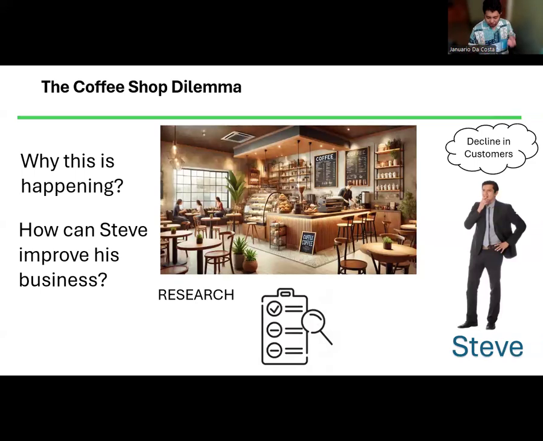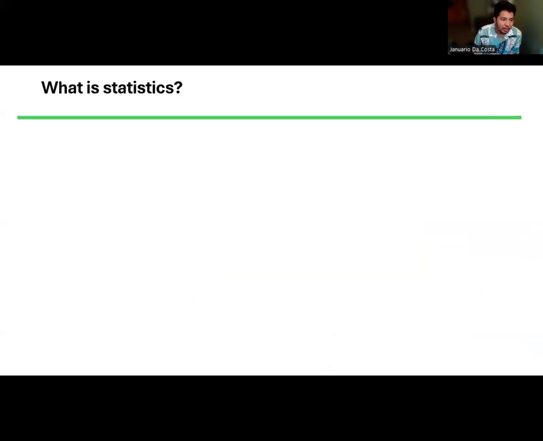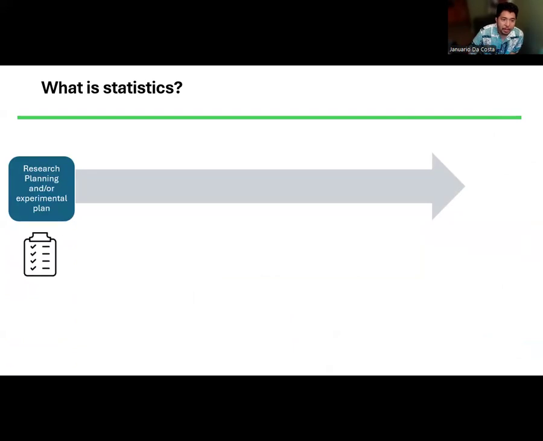Okay, so when you do research, you gather data, and then from the data you make a conclusion about the data that you have collected. So that's what statistics is about. So what is statistics? Basically, the first thing you will do is plan your research, or plan the experiment that you want to do.